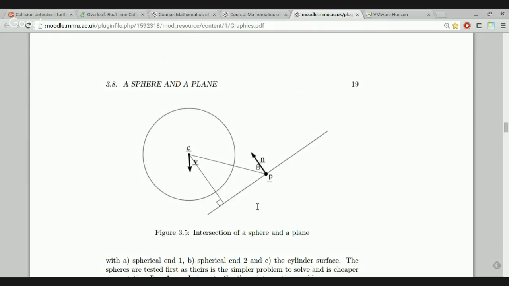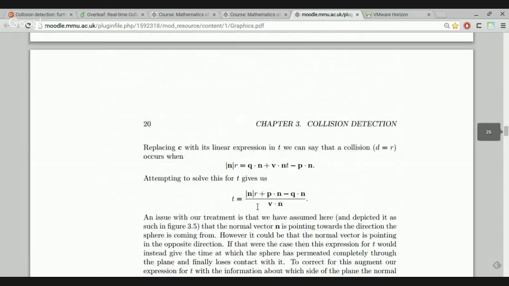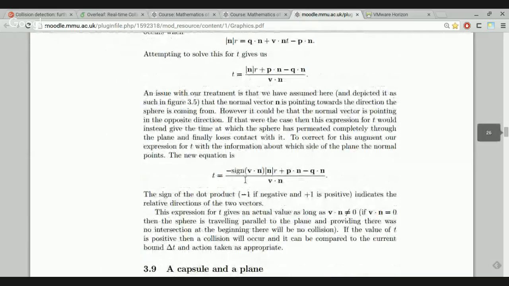If N was pointing in the opposite direction, the angle between the N vector and the P minus C would be somewhere between 90 and 180. And those angles have negative cosine. So the choice of direction for N, between that direction or that direction, corresponds to the choice of a plus sign or a minus sign against the cosine term. So we can build that into the equation by introducing this extra factor up here, which detects which direction the vector N is. And it's minus the sign of V dot N.